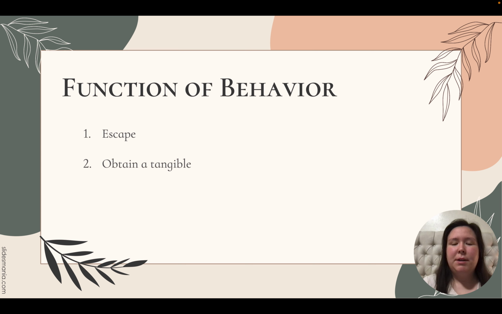As I previously mentioned, the function of his tantrum behavior is a mixture of escape and to obtain a tangible. When the client begins to engage in a tantrum to escape a task, we have him follow through with the task. This is using negative reinforcement extinction, also referred to as escape extinction. When the client begins to engage in a tantrum to obtain a tangible, we do not allow him access to the tangible. This is using positive reinforcement extinction.